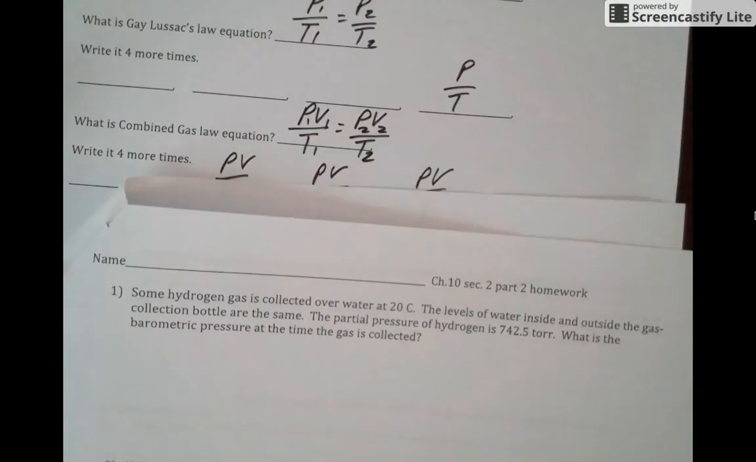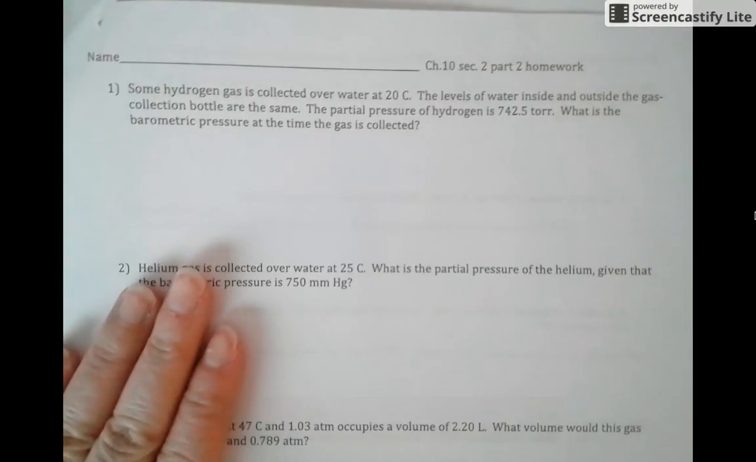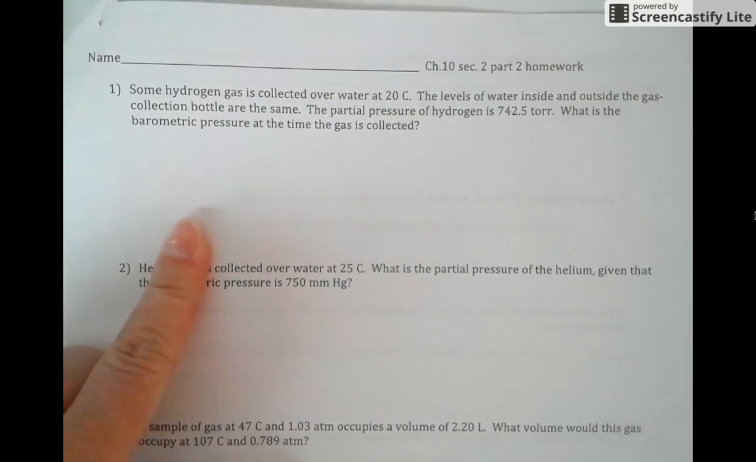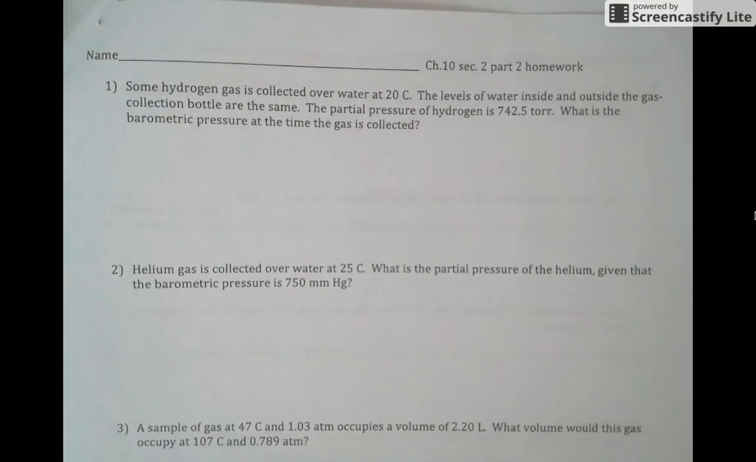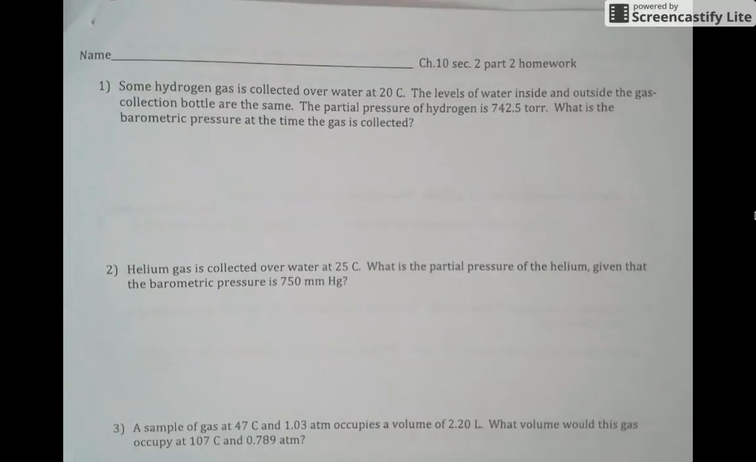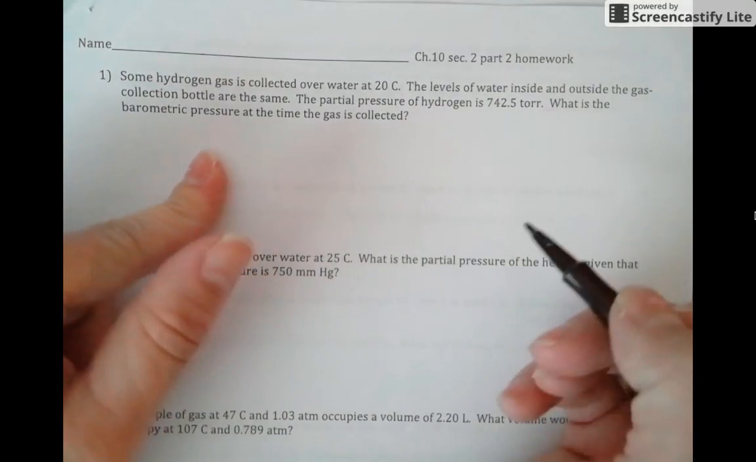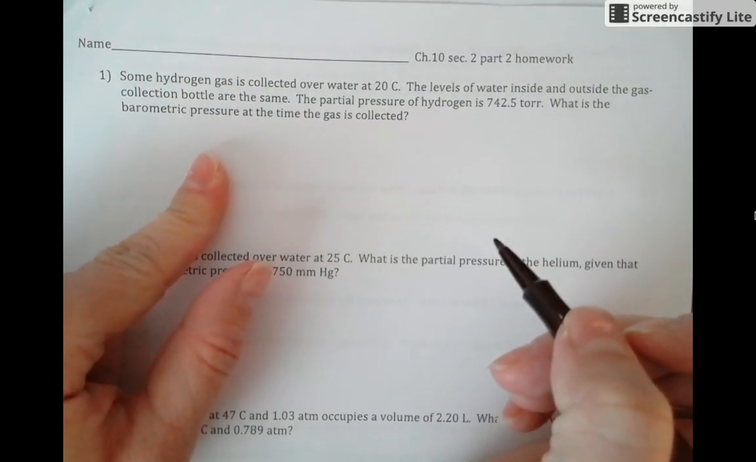Let's do some of these problems. On this combined gas law, turn to where it says homework and we're starting the problems. I don't know what all you finished, so I'm just going to pick some and then we'll have time to work with partner and then we'll be around to help you out. So I'll start with number 1. Maybe you have that completed, maybe not.